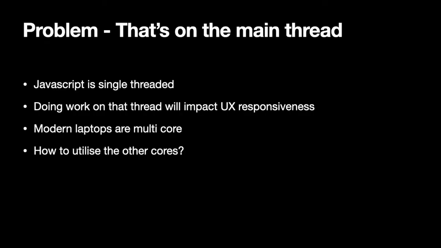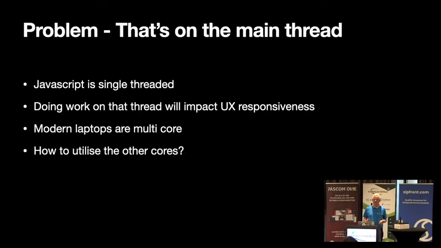There is a problem, though, which is that JavaScript is single-threaded. And so doing work like rotating 30 frames a second on that thread will impact the rest of the UX experience. It will make it sluggish. And modern laptops have got tons of cores, so surely it would be nice to run that on a separate core. So how can you do that?